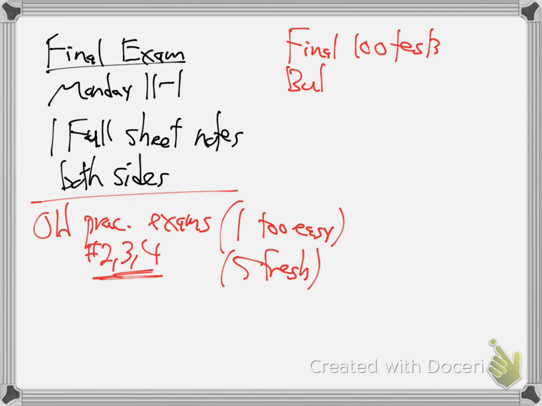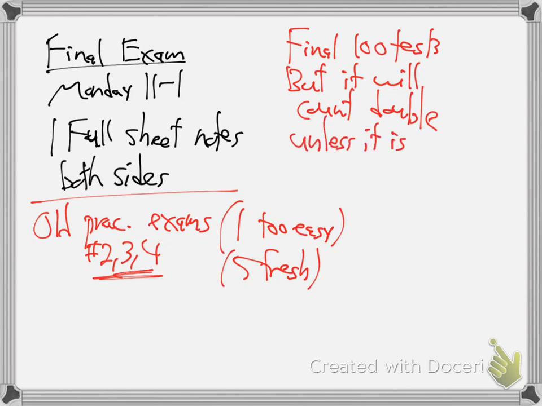Let me write that down and explain. It will count double unless it is the lowest exam score. Does that make sense? So in other words, the final will be 100 points for sure. And if one of your other 5 exams is lower than the final, it will also take the place of that lowest one. So it'll count double. The only time that wouldn't happen is if the final's the worst one of all, then it'll just be itself.